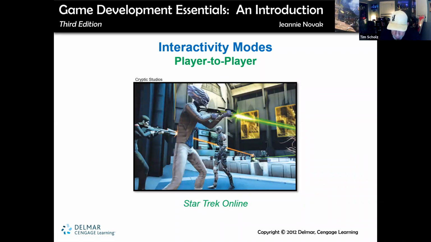So player to player interactivity is where the players are still interacting with the game and with the non-player characters, but they're also interacting with other players, and they can communicate with each other. This is where you have one player interacting with another within the game, and it could be either cooperative or competitive. Like I said, we'll go into this a little bit more as we start talking more about that.